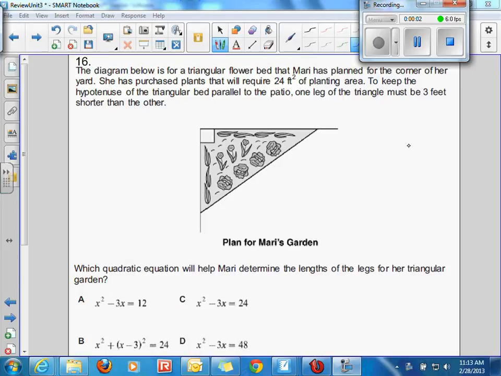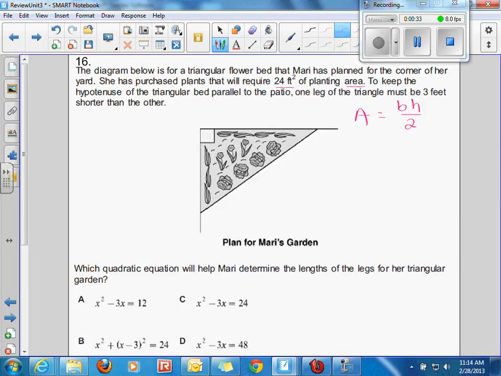All right. So on this problem, we are using number 16 on the current review. It is about a triangular flower bed. Mari is planting plants that she purchased, and they require 24 feet squared of planting area. That 24 feet squared, it even says, is area. So we know we're needing to talk about the area here. The shape of the garden is a triangle, so the area is the base times the height divided by 2.